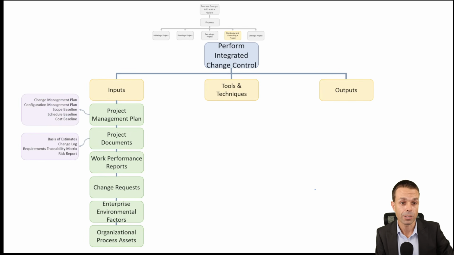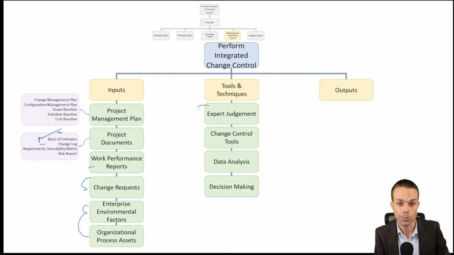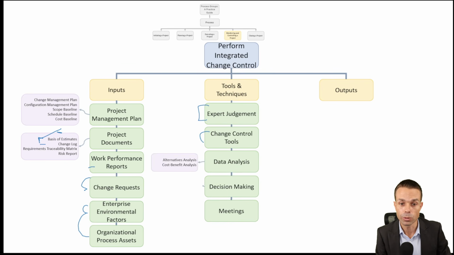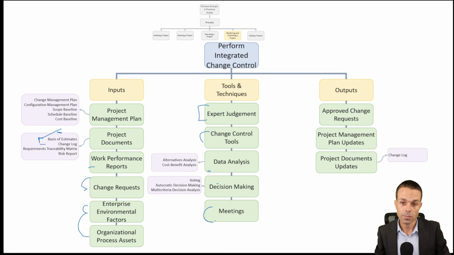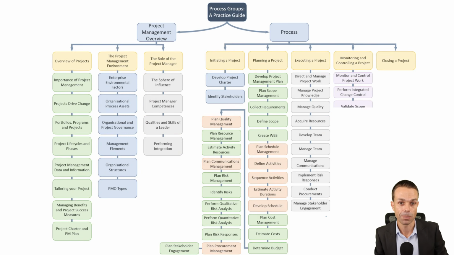We're going to need our project management plan, project documents, work performance reports, change requests, EEFs, and OPAs. Tools and techniques we're going to need, surprise, surprise, expert judgment, change control tools, data analysis, decision making, and meetings. Outputs that we're going to want are the approved change requests themselves, project management plan updates, and project documents updates. So the change log we can update with the outputs of those change requests.